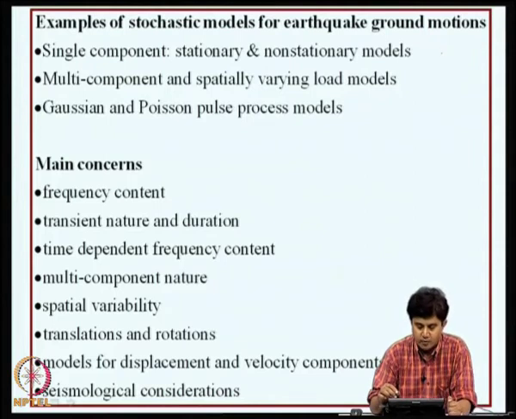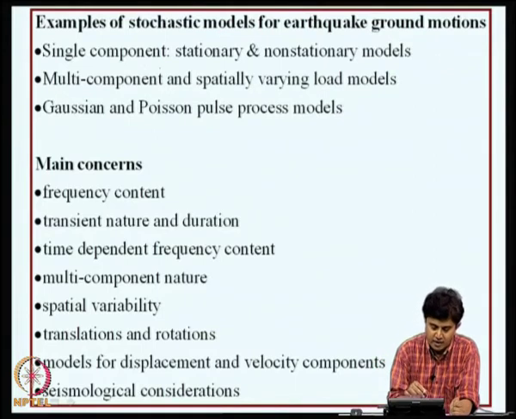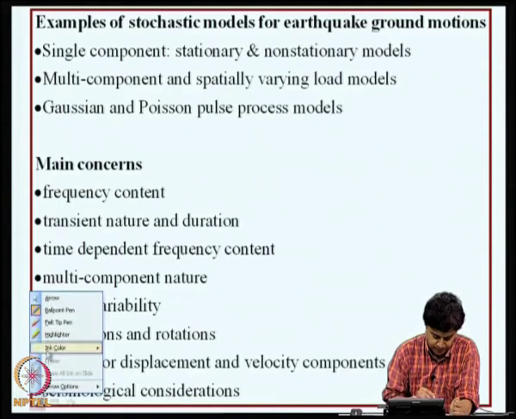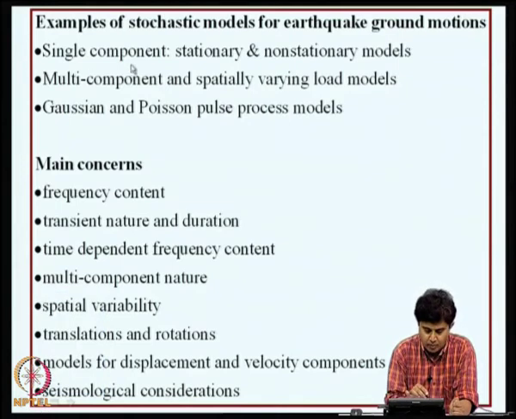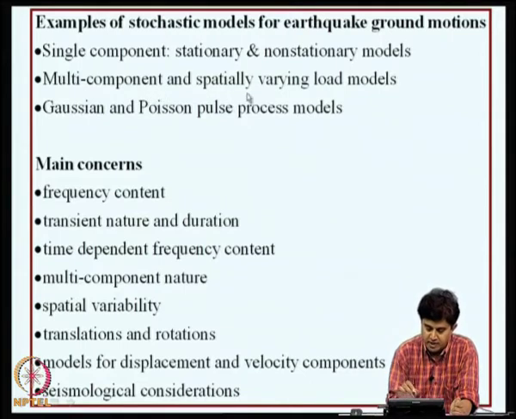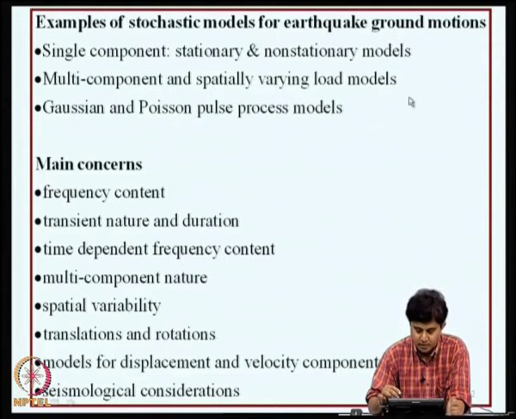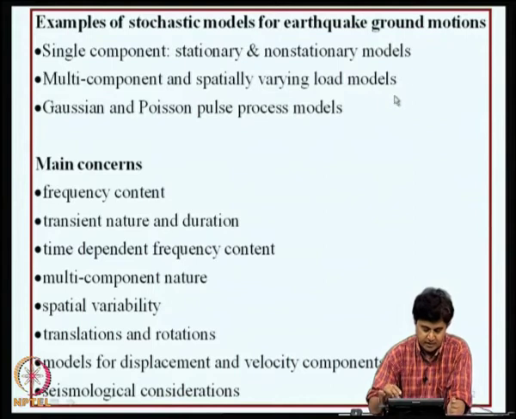The discussion is on stochastic models for earthquake ground motions, basically earthquake ground acceleration, displacement and velocity. We could model either the single component or multi-component and spatial variations. For single component of earthquake ground acceleration, we could use either stationary random process models or non-stationary random process model. For multi-component earthquake ground acceleration modeling, we need to use vector random process modeling. Spatially varying load models would include again vector random process models, but with an additional index which denotes the point in space where the accelerations are modeled.